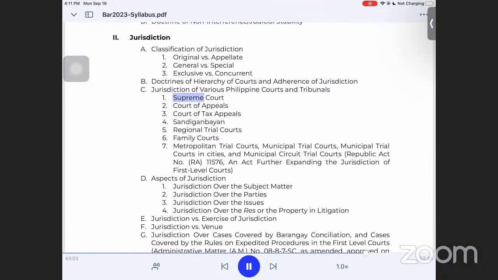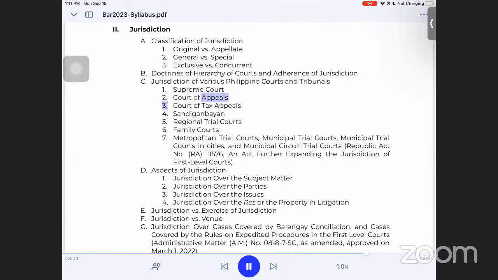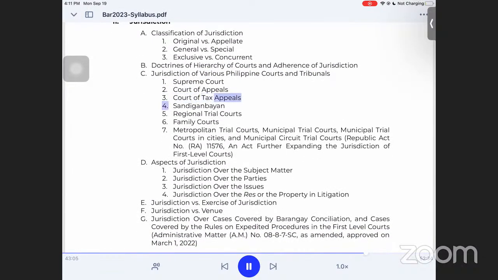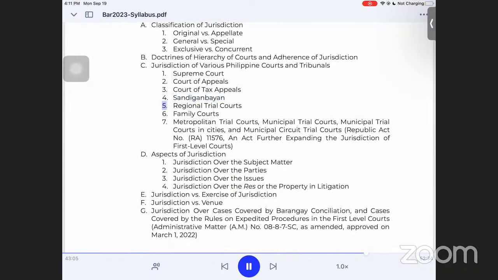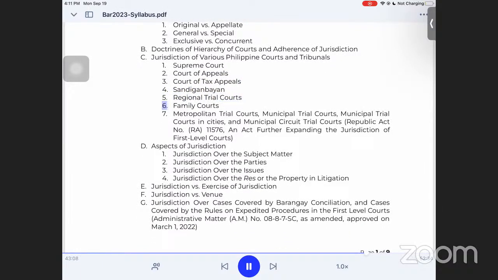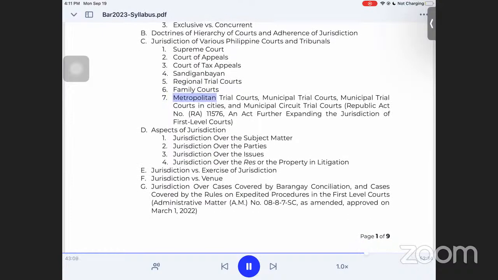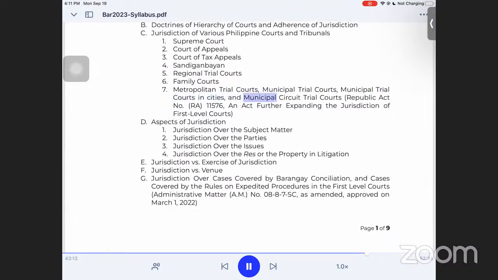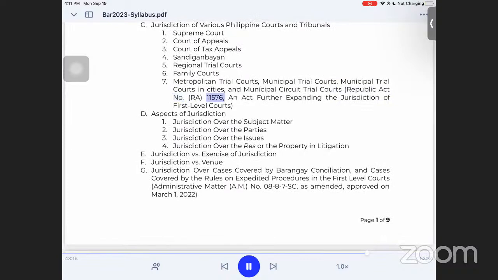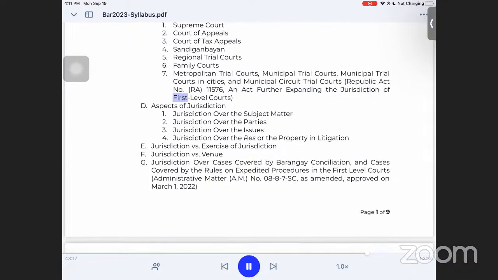1. Supreme Court. 2. Court of Appeals. 3. Court of Tax Appeals. 4. Sandiganbayan. 5. Regional Trial Courts. 6. Family Court. 7. Metropolitan Trial Courts, Municipal Trial Courts, Municipal Trial Courts in Cities, and Municipal Circuit Trial Courts. Republic Act No. 11576, an act further expanding the jurisdiction of first-level courts.